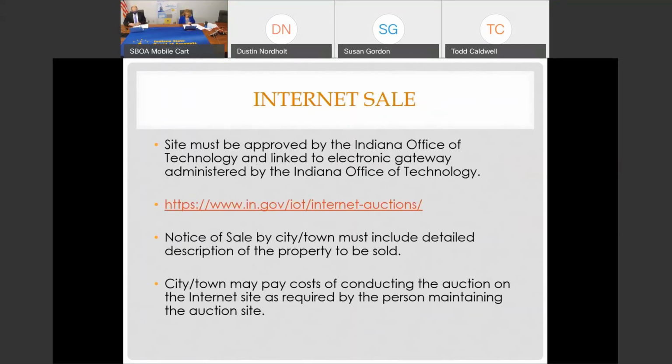There's also provision again for the internet sale. The site does have to be approved by the Indiana Office of Technology, and that site is there for you. You can go to that site and look up the list of internet sale sites that have been approved. The notice does have to include a detailed description of the property to be sold. And then you can pay the cost there for conducting the auction as it is required by the person maintaining that auction site. So in an audit, we would be looking for some kind of written documentation of how payment was to be made. And you, of course, want controls over that.